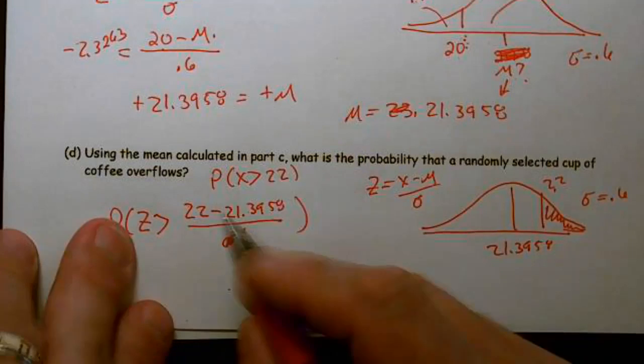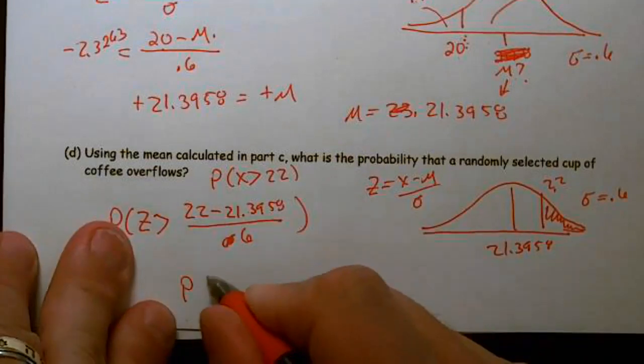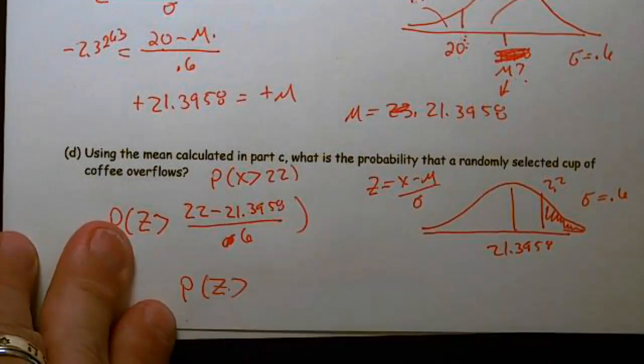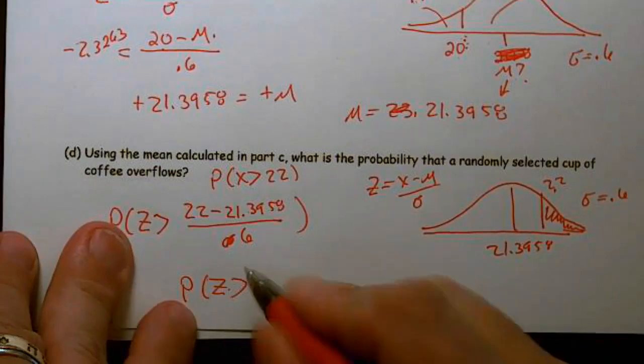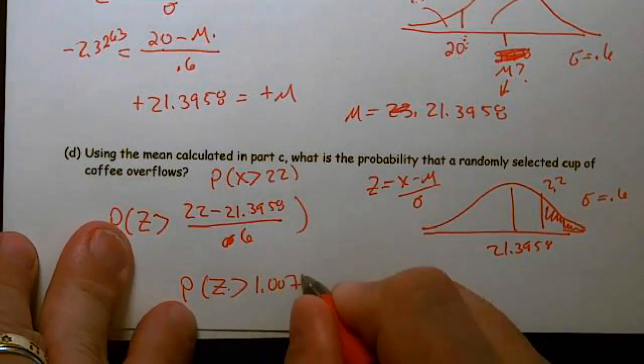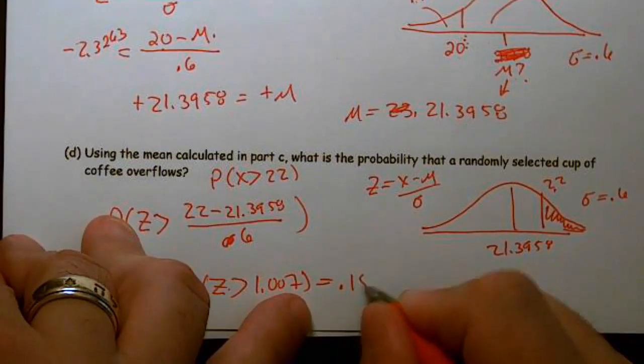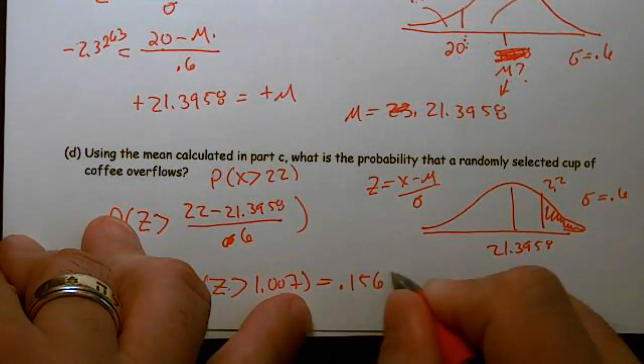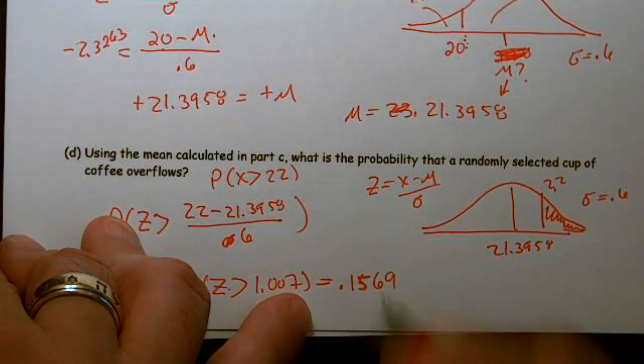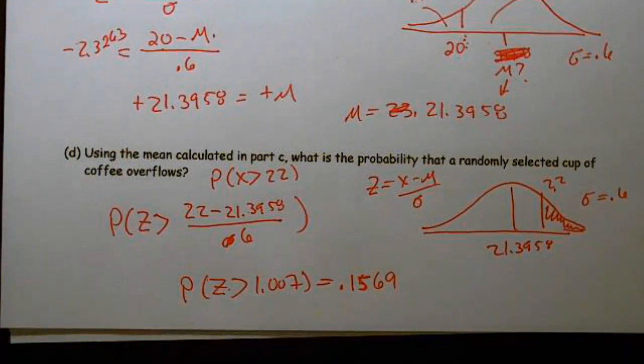So the probability, don't forget to write your z-score, big deal, probability that z is greater than 1.007 equals 0.1569. All right, so that takes care of scenario 3.